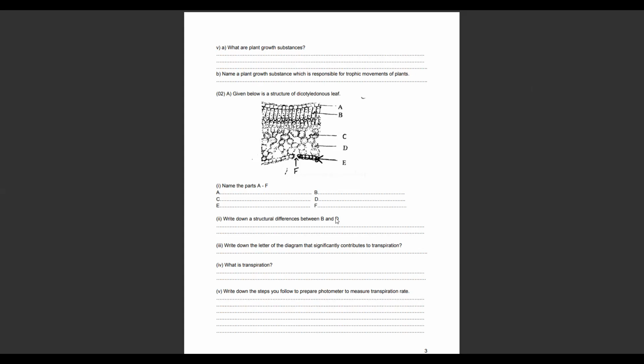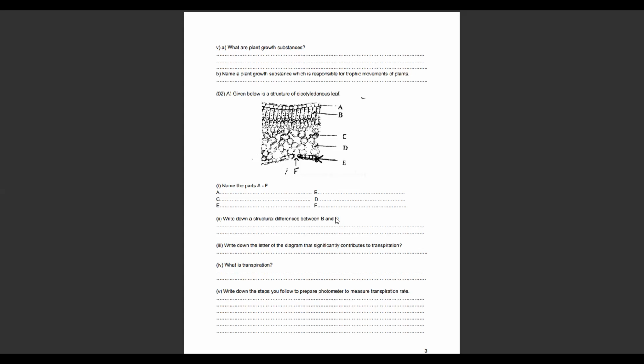Then, what is transpiration? Removal of water from leaves and other aerial parts of the plant body as water vapor by diffusion. You have to mention all these things. This is the definition. Removal of water from leaves and other aerial parts of the plant body as water vapor by diffusion is called transpiration. 1 mark.